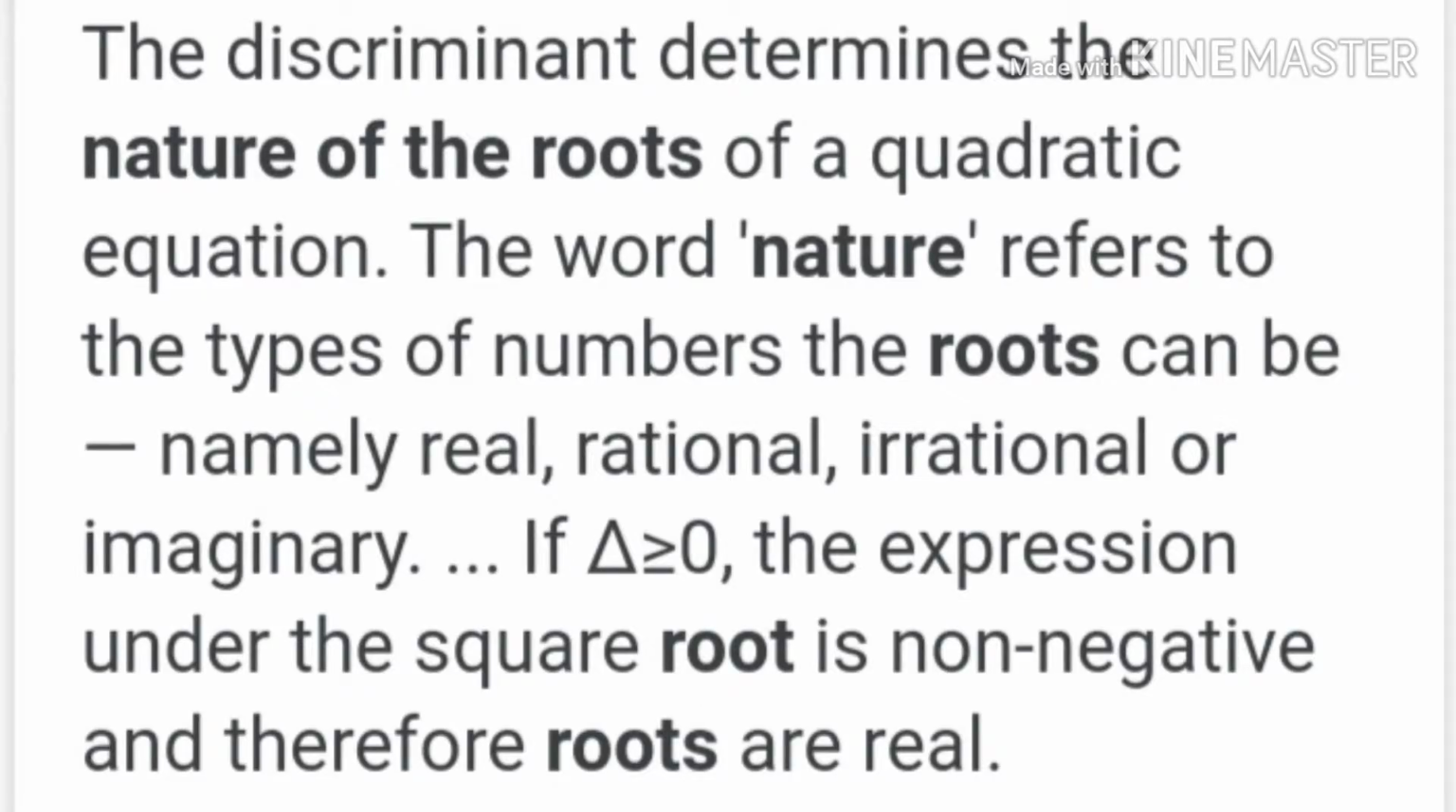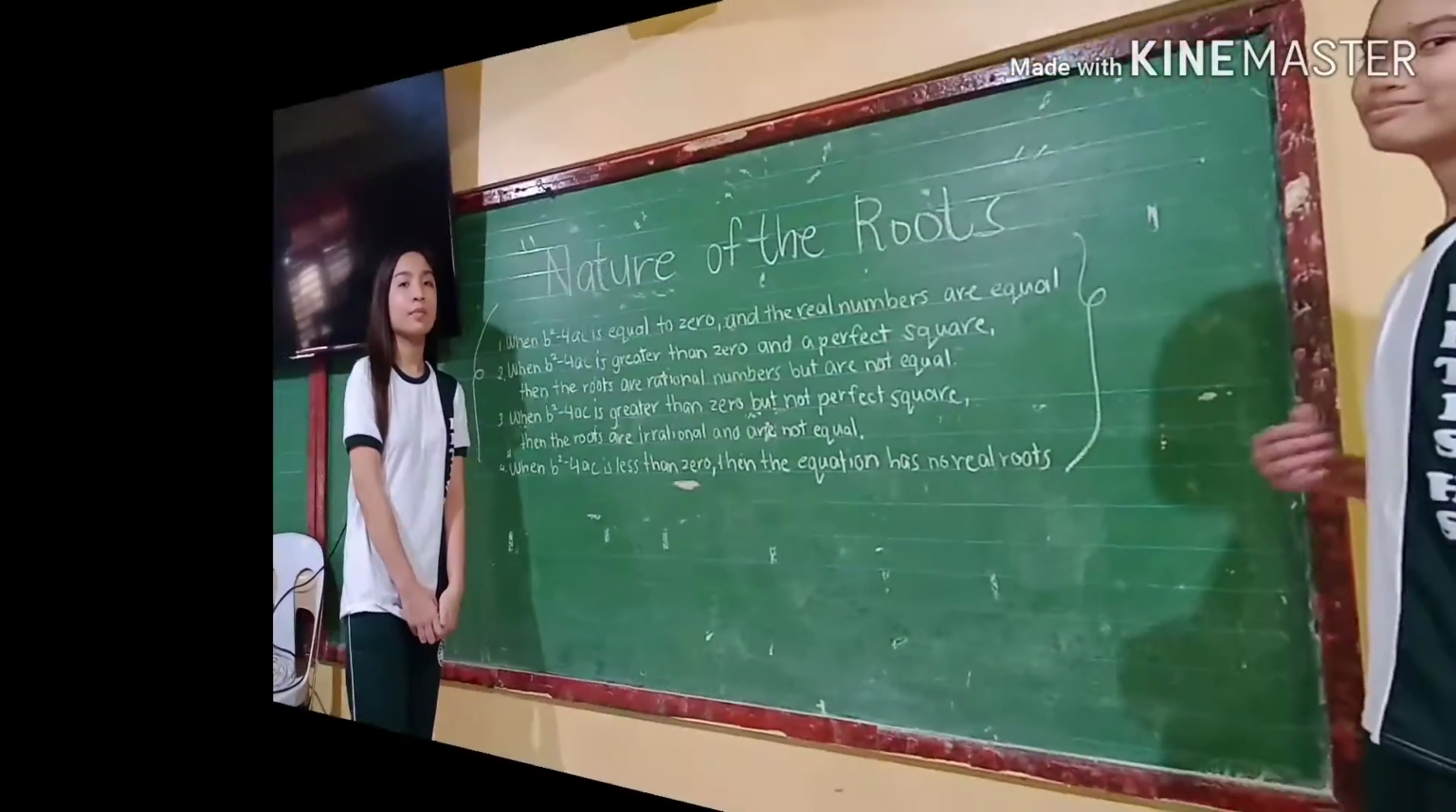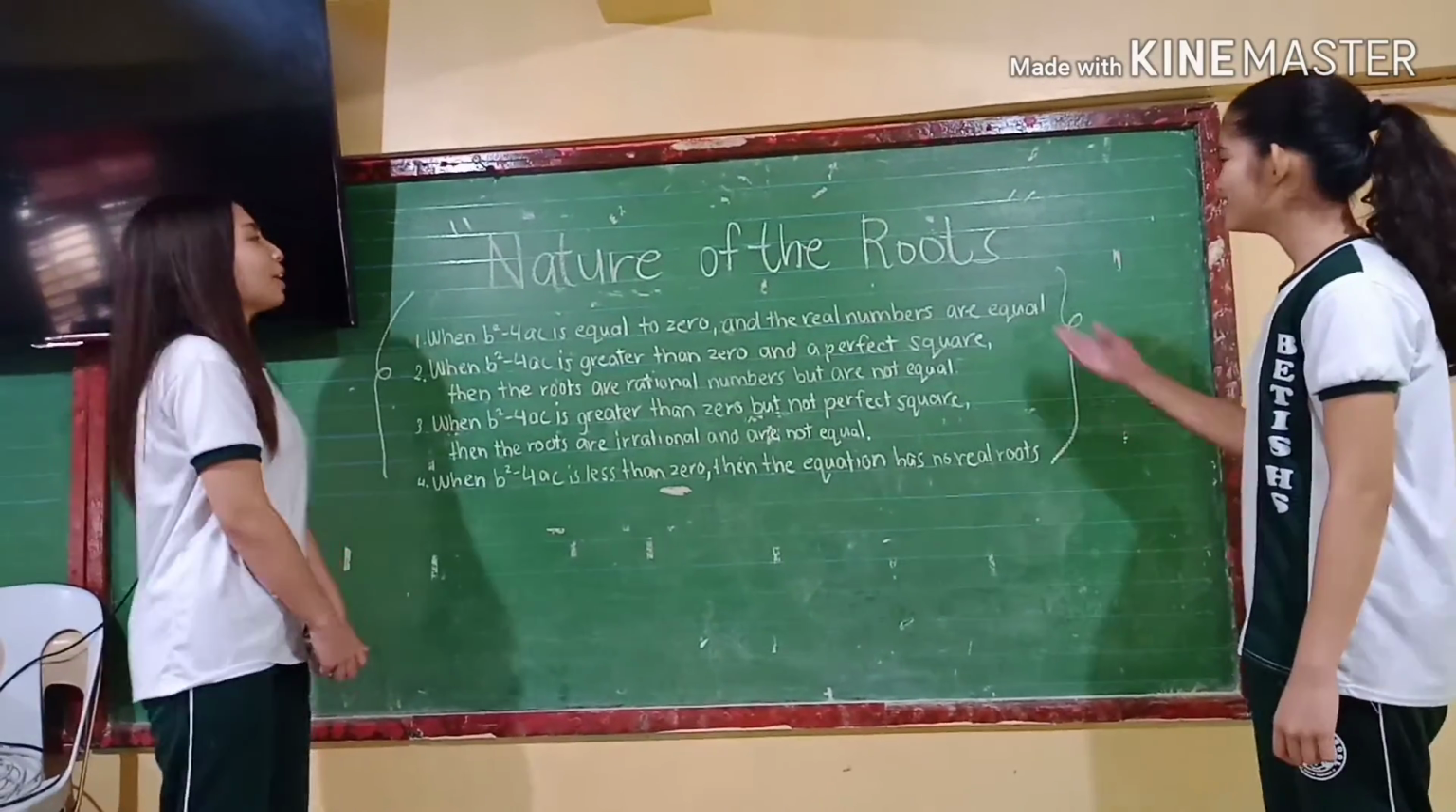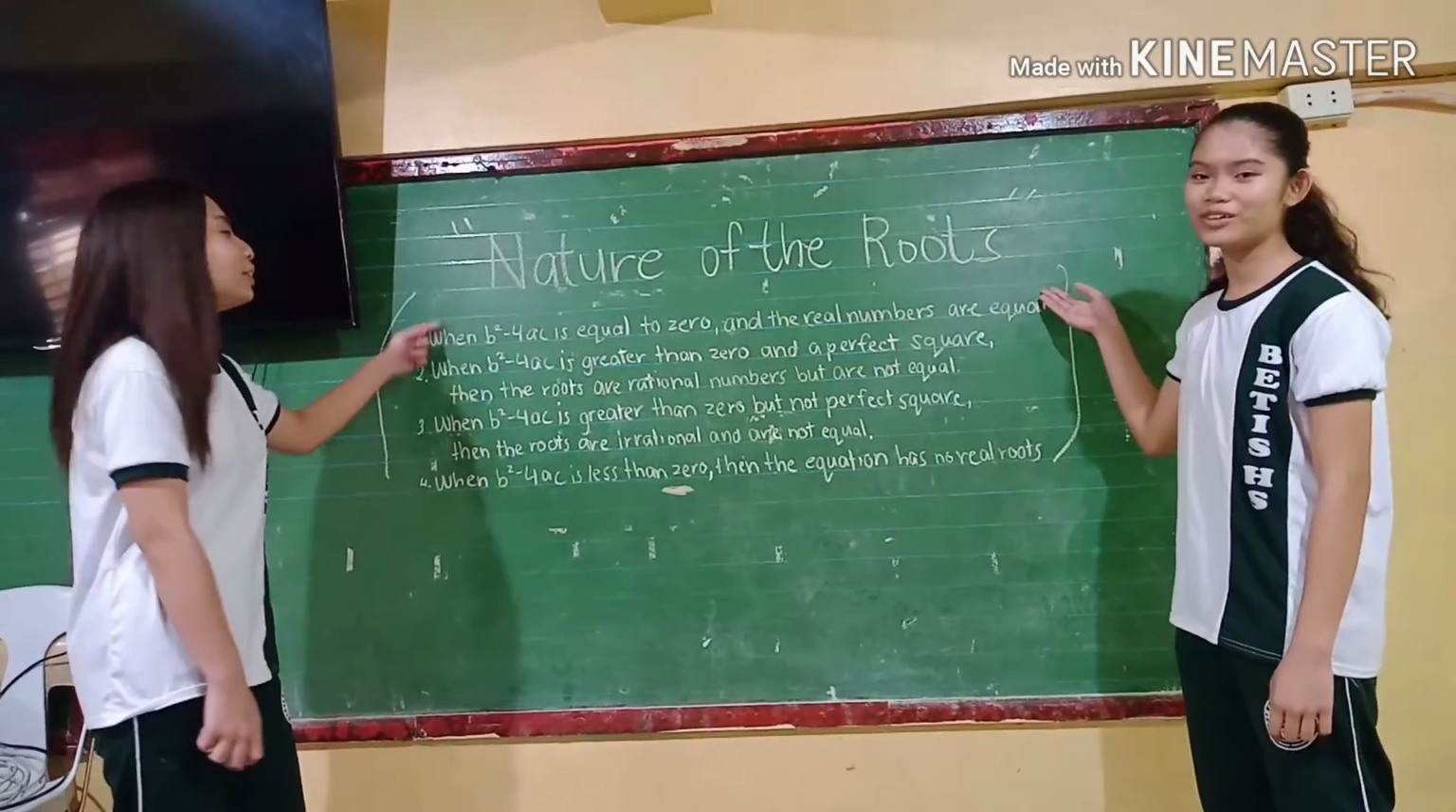The discriminant determines the nature of the roots of a quadratic equation. The word nature refers to the type of numbers the roots can be, namely real, rational, irrational, or imaginary. These are the nature of the roots.